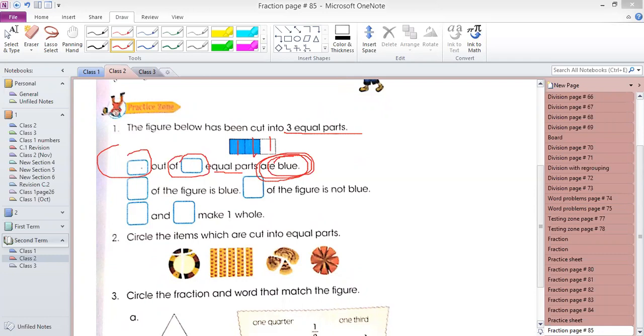What will you write in the first blank? 1 you will write here, 2 you will write here, 4 you will write here. What will you write here? 1 out of 4, 2 out of 4, 1 out of 3, 2 out of 3. Abdul Rauf, very good. Abdul Rauf, no, check your answer. Anas Muhammad, very good. Amar Yasir, no. Amir, very good.